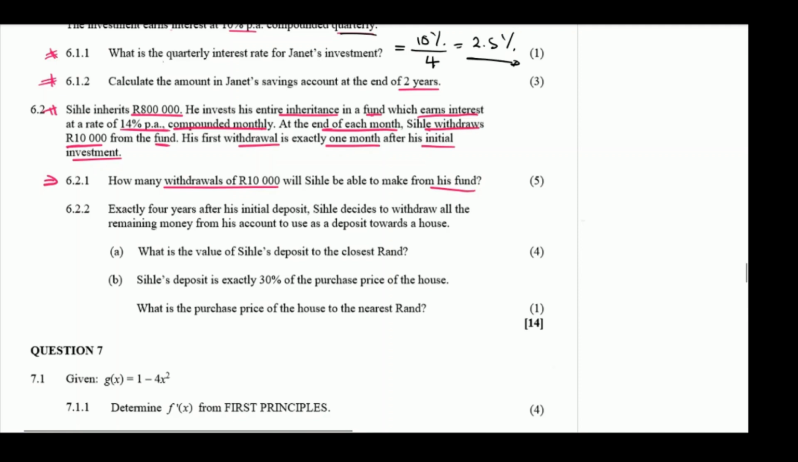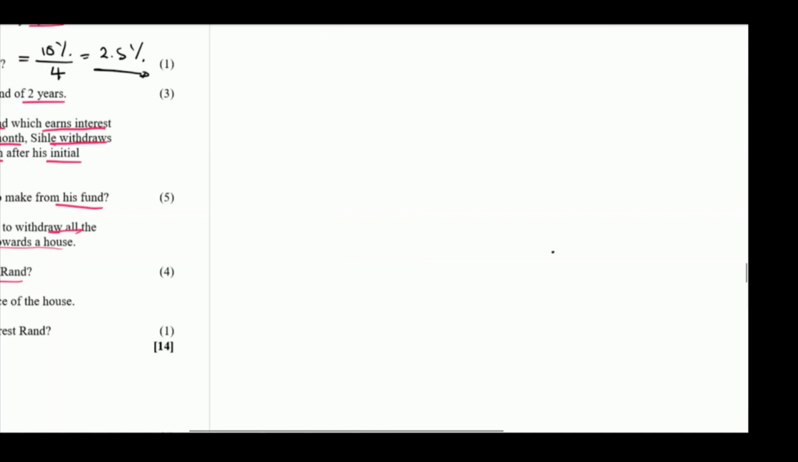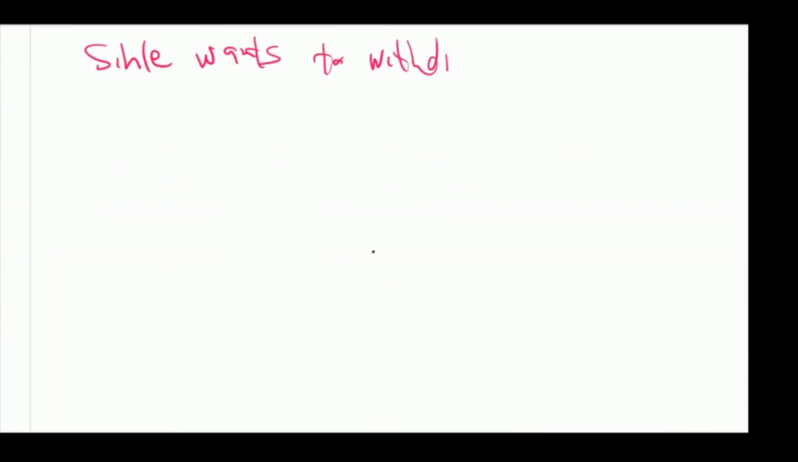So what we are told here is that Sihle wants to withdraw all money in 4 years time, right? So what was the inheritance? It was 800,000, right? At 14% compounded monthly. So he wants to withdraw all the money in 4 years time.